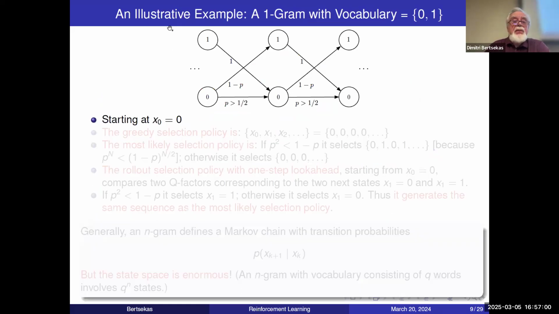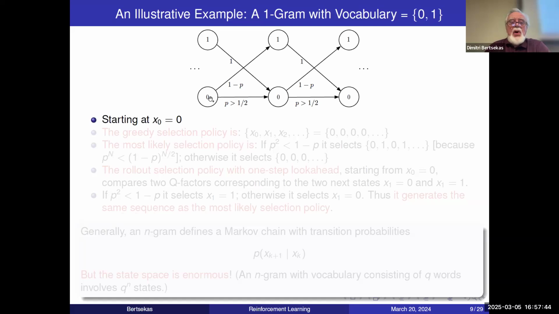So let's give an example, a very, very simple example involving a 1-gram, okay? So the text window is just one word and a vocabulary of just 2 words. So the text window is just 0 or 1, okay? And there are only 2 possible states. Of course, this is entirely trivial, but it's just for the purpose of illustration. N-grams involving natural language have vocabularies of the order of 50,000 words, okay? So it's much bigger.